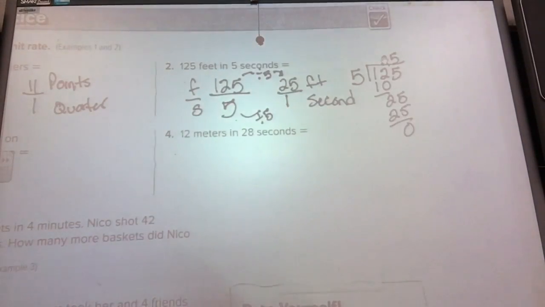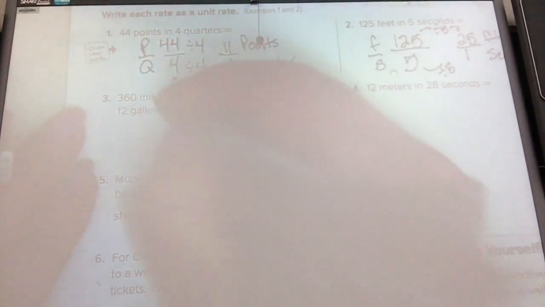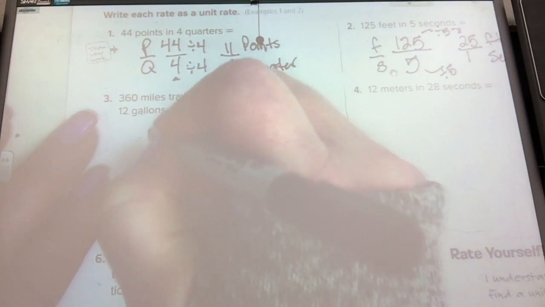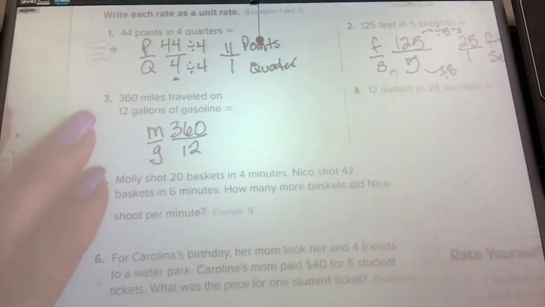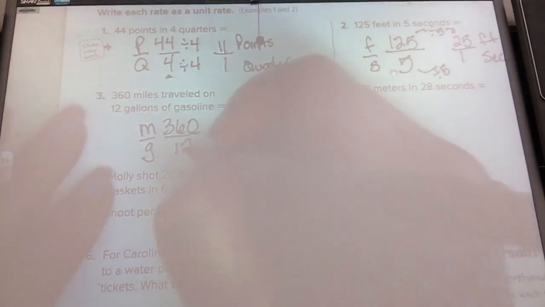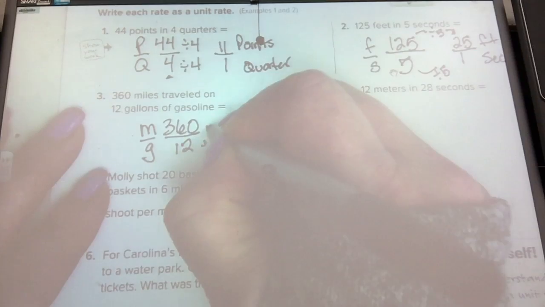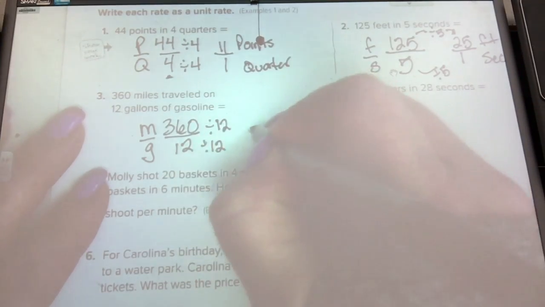How about 360 miles in 12 gallons of gas? 360 over 12, miles over gas. To get 12 down to 1, I'm going to divide it by itself. What I do on the bottom, I've got to do on the top.